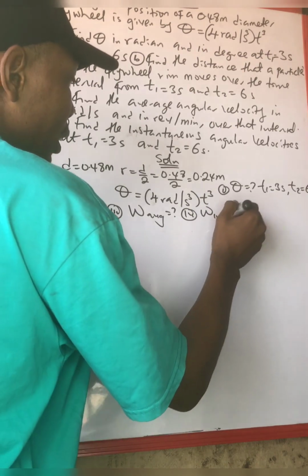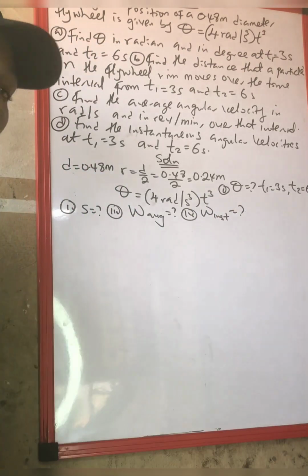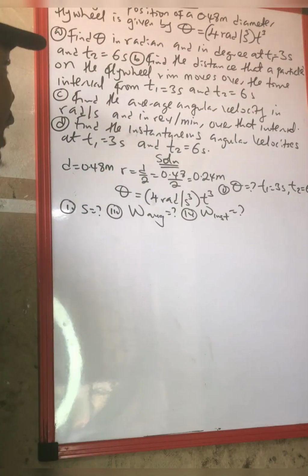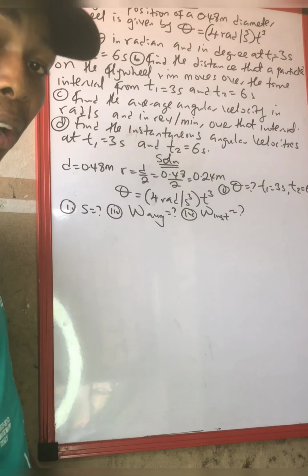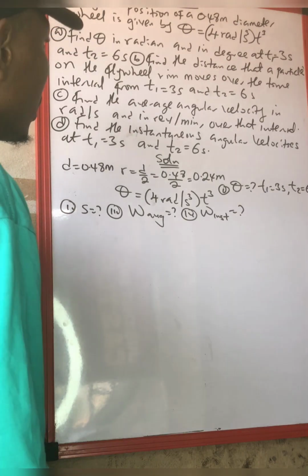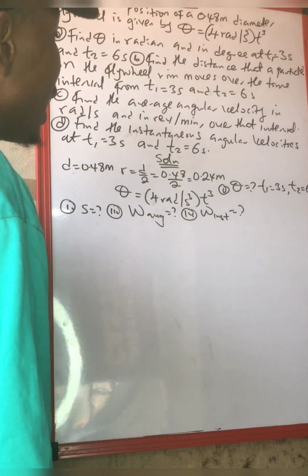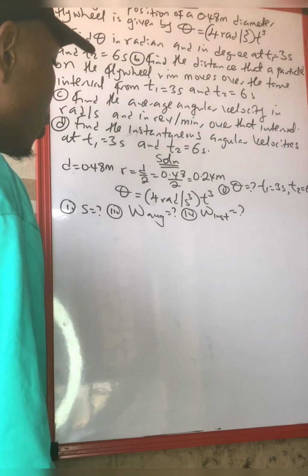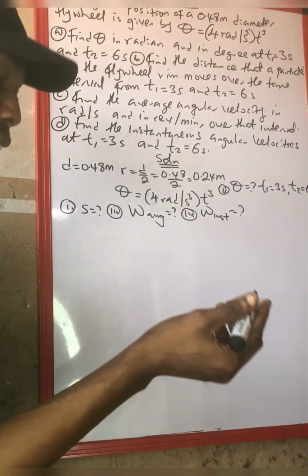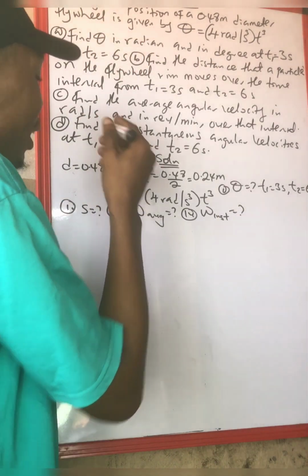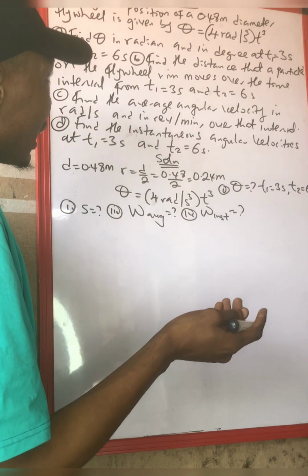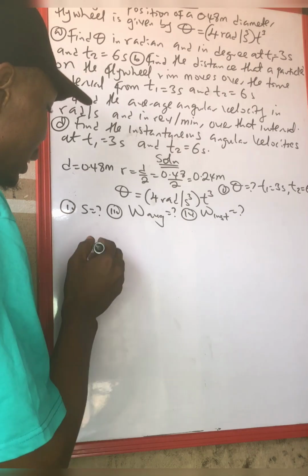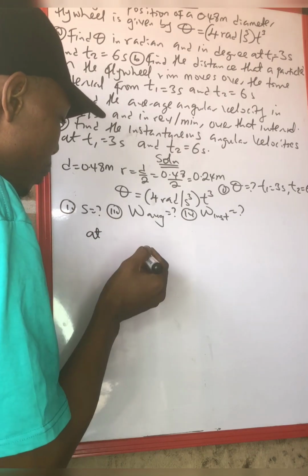How do we go about this? And don't forget, we're asked to leave our answer in radian and in degree, sorry. How do we go about that? It's very easy. Now, you are already given your theta, and you are asked to look for theta. How do you go about that? You are going to go about it like this.